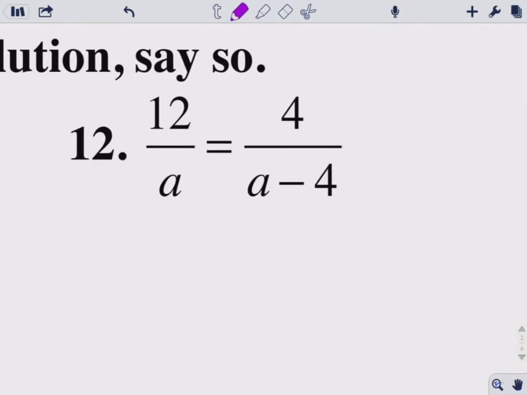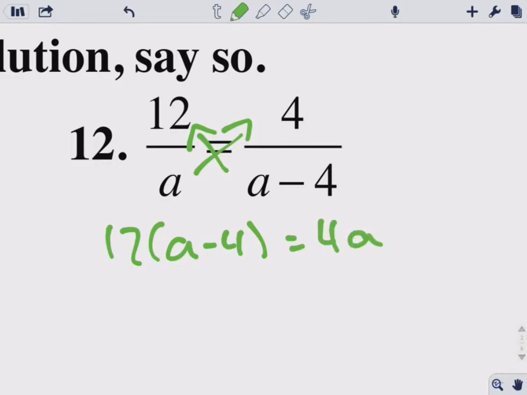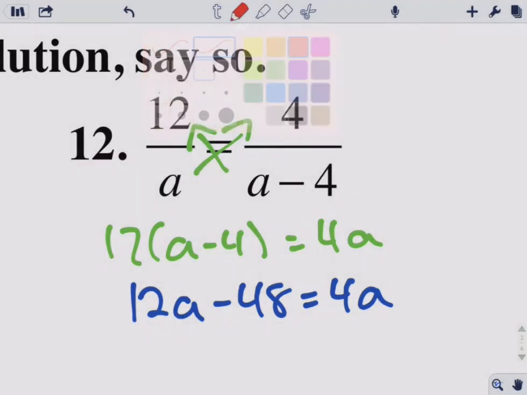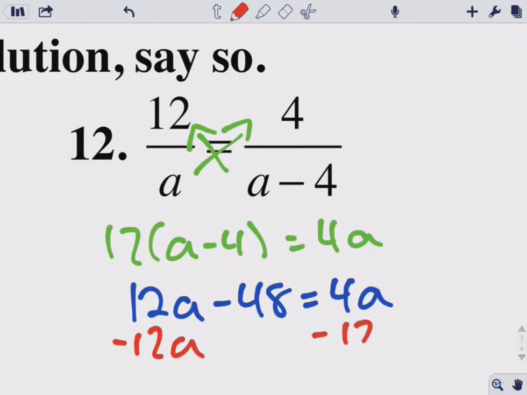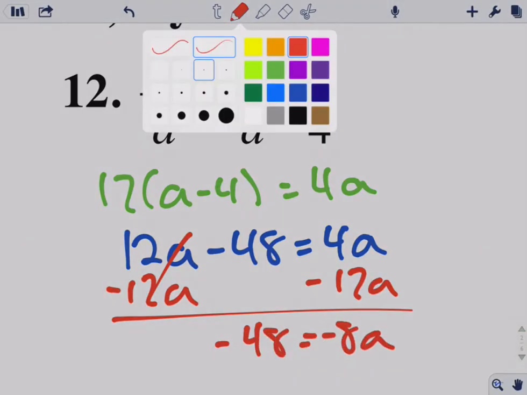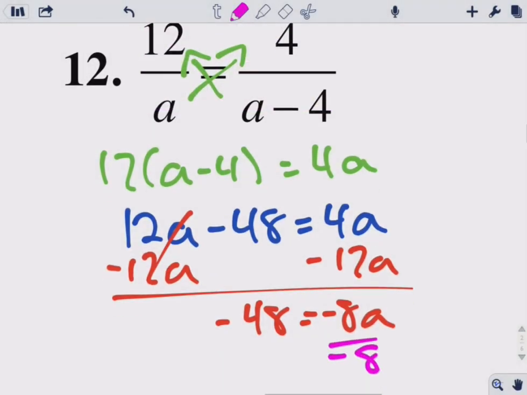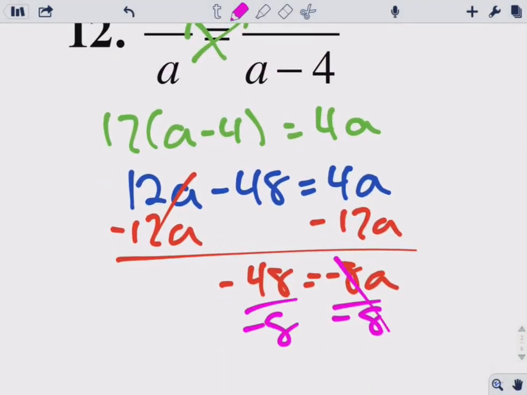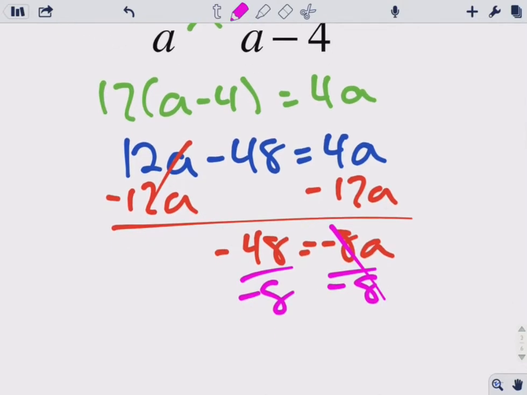Okay, so when it's this case, I can just cross multiply. So I get 12 times a minus 4 is equal to 4 times a. We take this, we get 12a minus 48 is equal to 4a. And then I'm going to subtract the 12a over, and I get negative 48 is equal to negative 8a, and then I do my last step of dividing by negative 8. That cancels, and so I get negative 48 divided by negative 8 is positive 6 is equal to a.